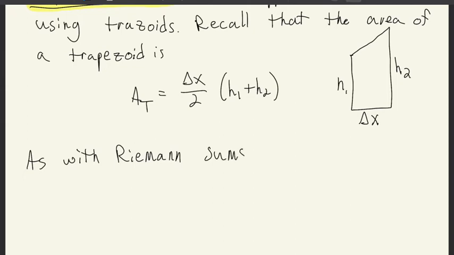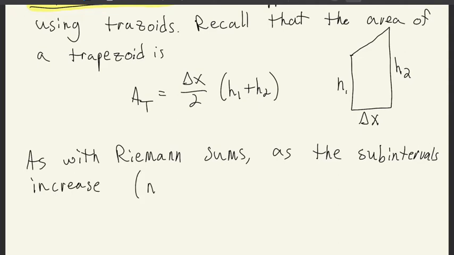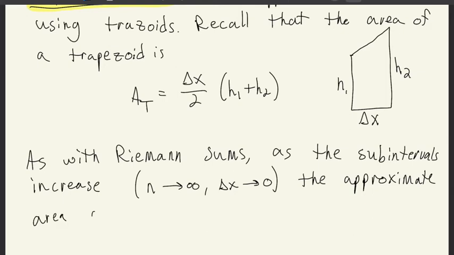So as with Riemann sums, as the subintervals increase, so that is as n goes to infinity, aka as delta x goes to 0, the approximate area gets more accurate.